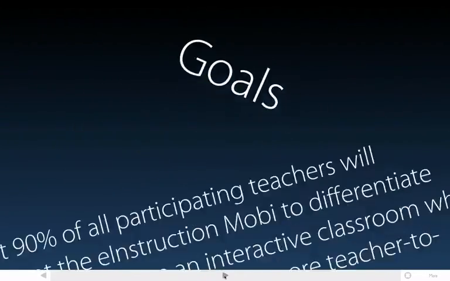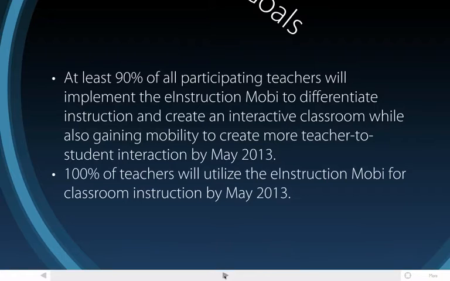Goals. The overall goal for this plan is that by the end, from May 2012 to May 2013, what we would like to see is that 90% of all participating teachers will implement the eInstruction Mobi to differentiate instruction and create an interactive classroom while also gaining mobility. We would like for at least 100% of teachers will utilize the eInstruction Mobi for classroom instruction by May 13. That's the minimum goal. What we would like to see is our teachers be 100%, but our main goal is 90% will be using the software.